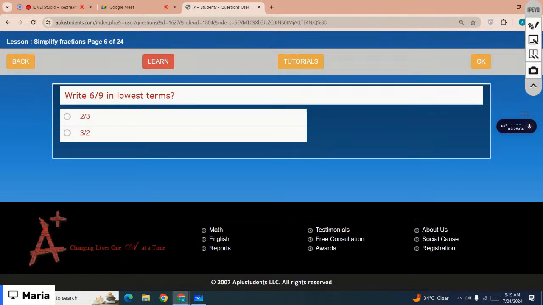Write 6 by 9 in the lowest term. So, which is the correct option? Yes, that is again 2 over 3. The correct option is 2 by 3.